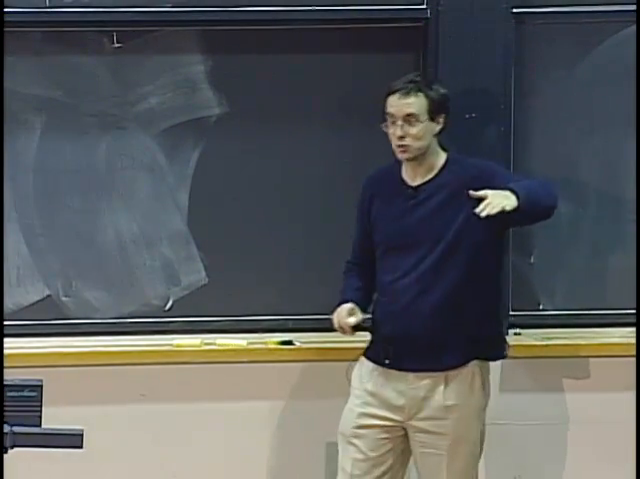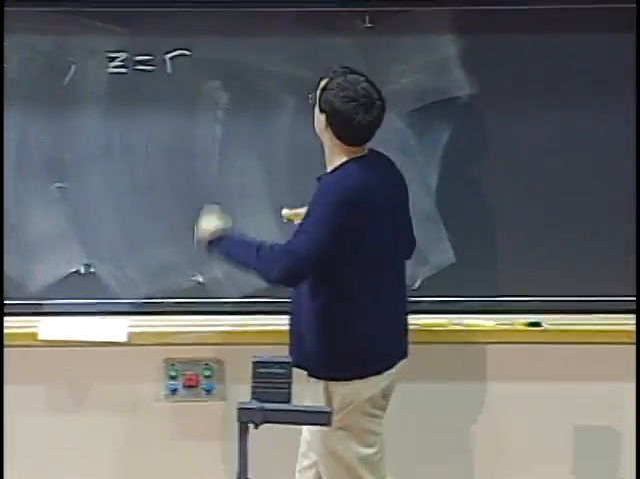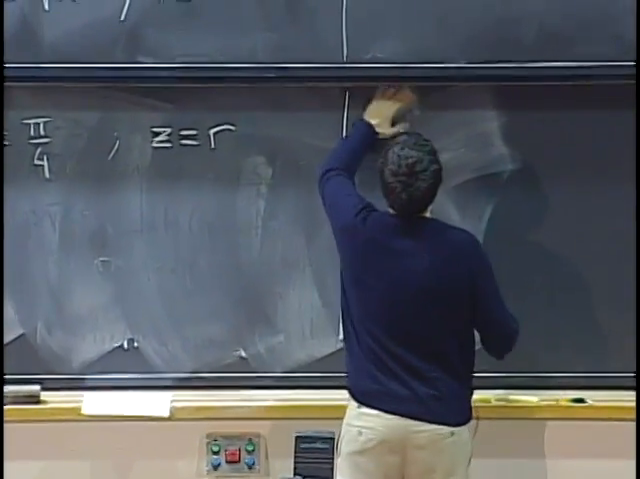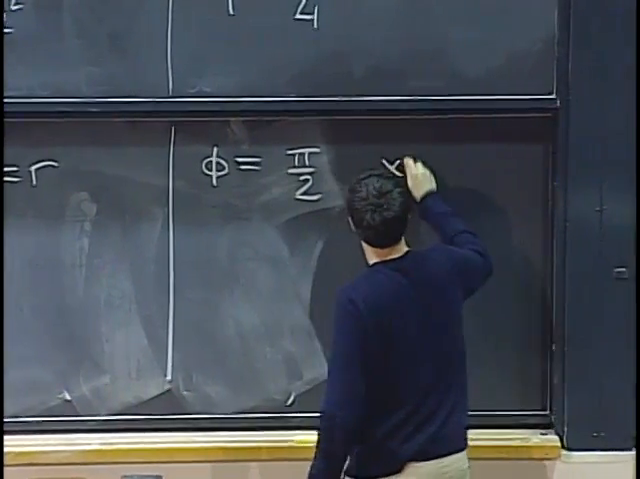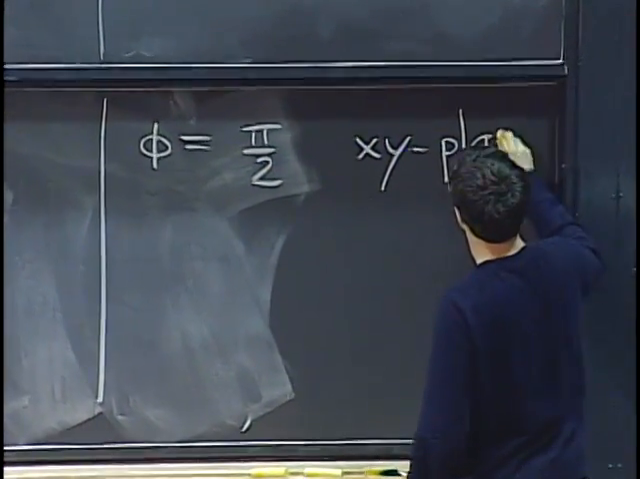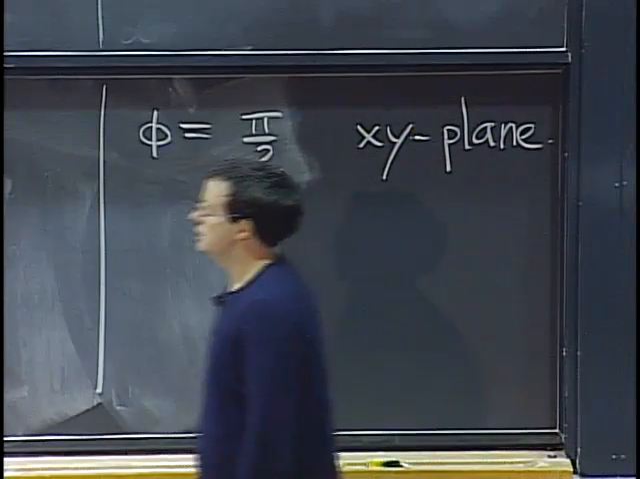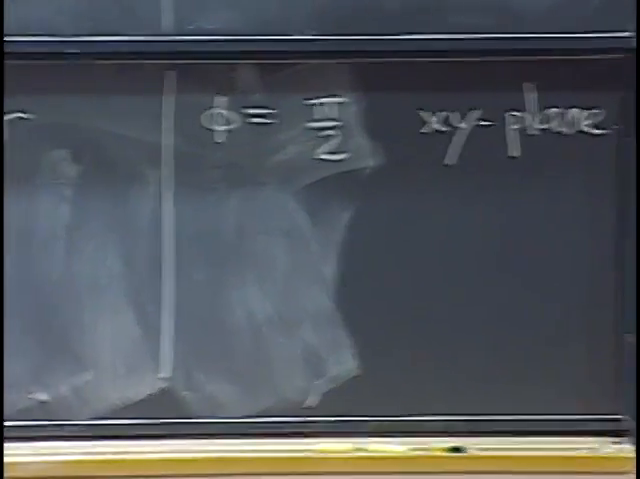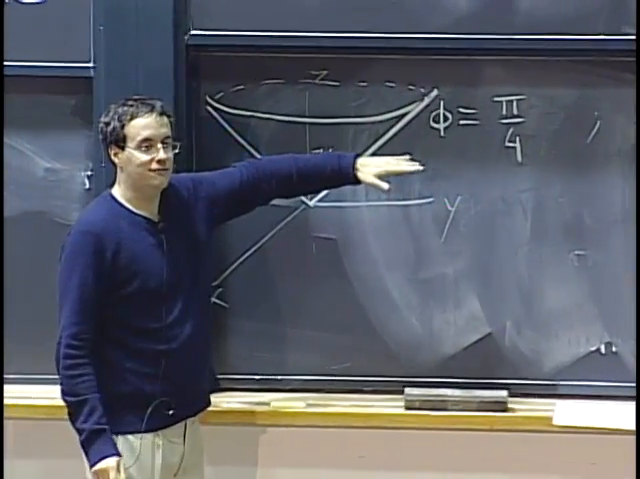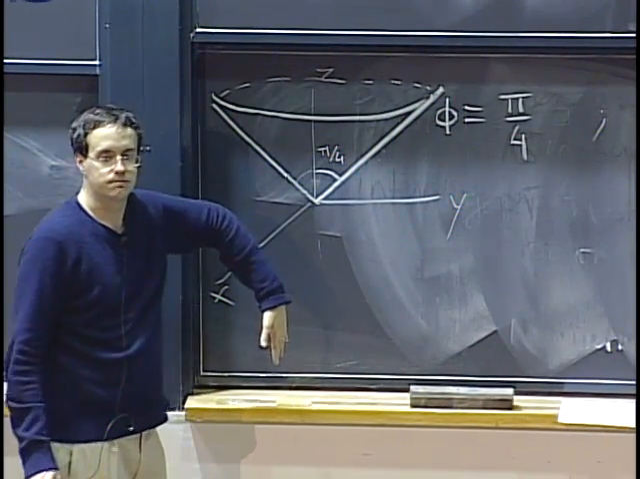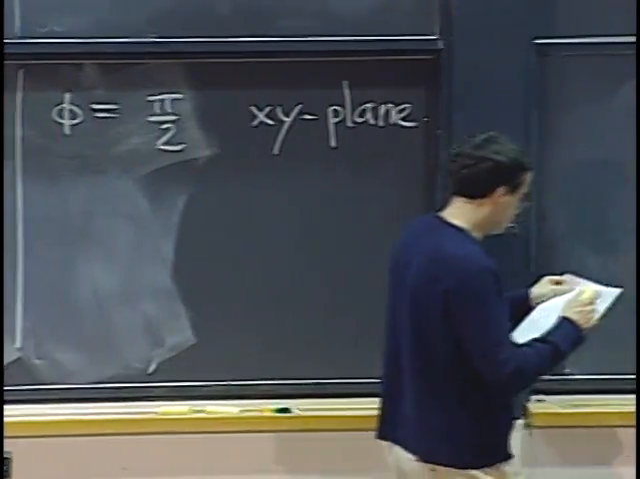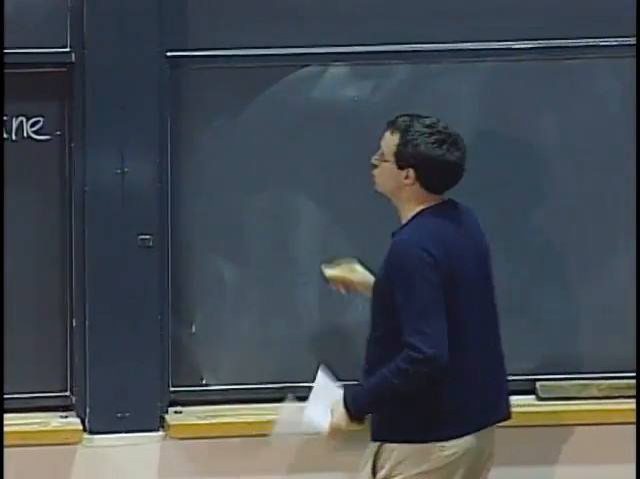Yeah, it's just going to be the xy plane, okay? That's the flattest of all cones. So phi equals pi over 2 is going to be just the xy plane. And in general, if phi is less than pi over 2, then you're in the upper half space. If phi is more than pi over 2, you'll be in the lower half space. Okay. So that's pretty much all we need to know at this point.